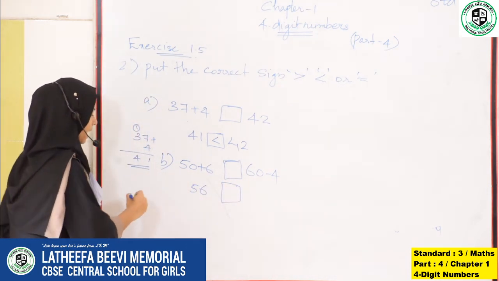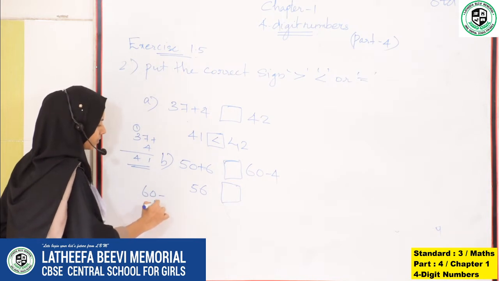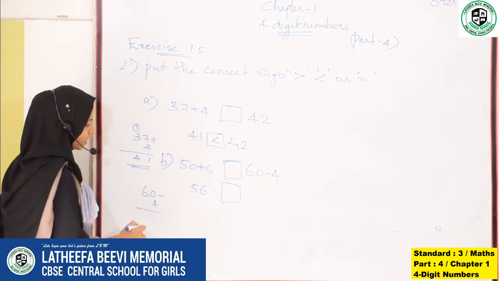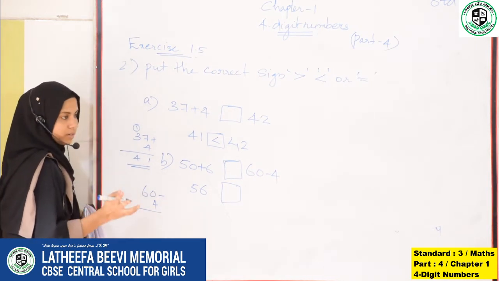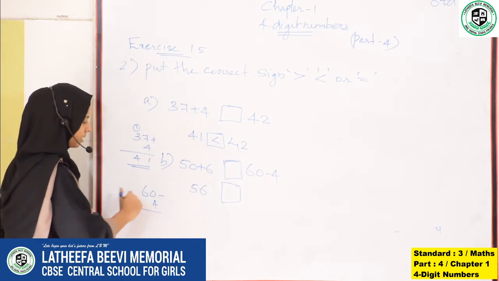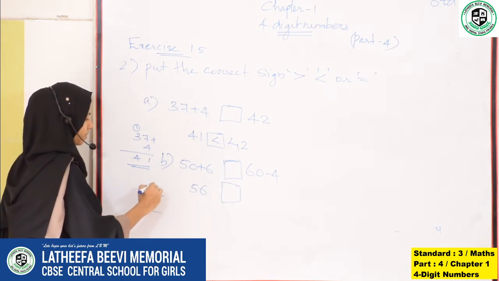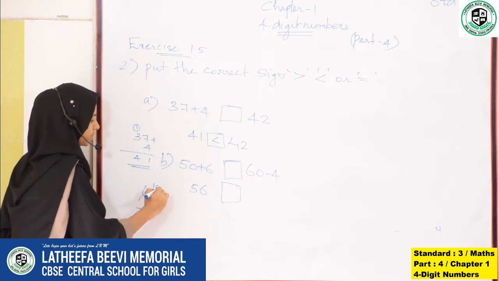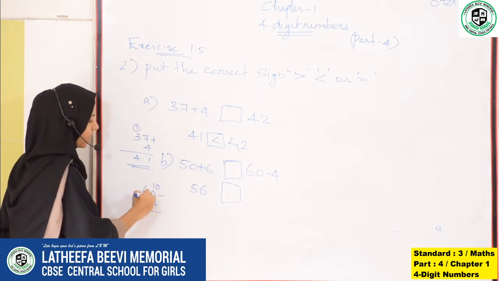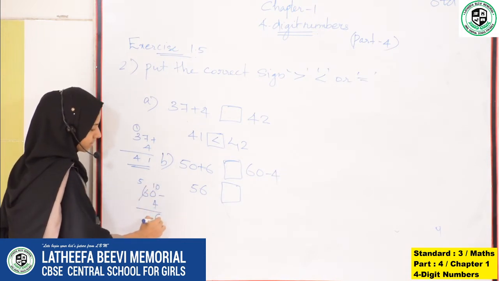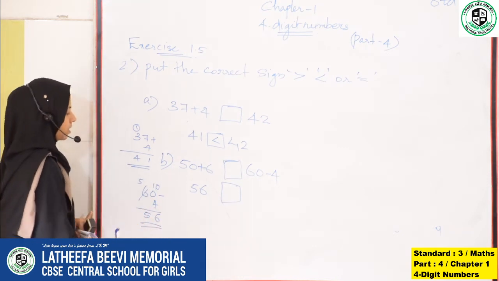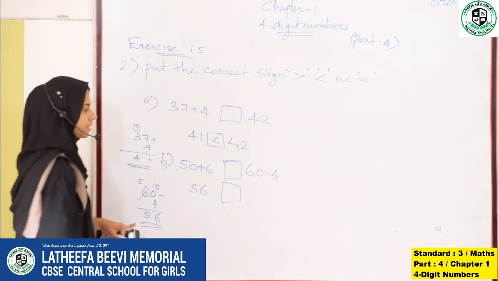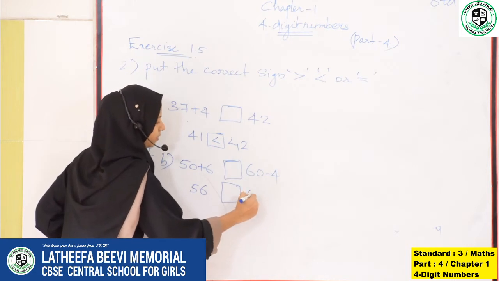Then you want to subtract 4 from 60. How will you subtract this? I hope you already know subtraction of these numbers. You borrow 1 from here to here, and this 6 will become 5. Then you subtract 4 from 10, you get 6, and this number you write below. So this 60 minus 4 is also 56.